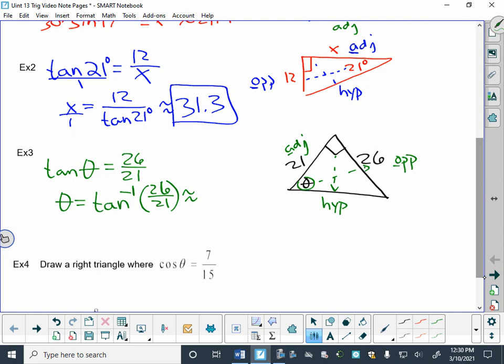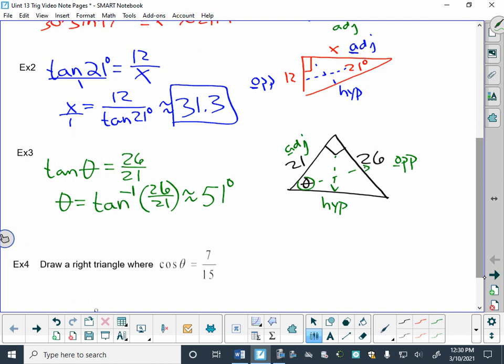I get that on my calculator by doing second or inverse or shift on some calculators. And then the tangent, and it'll put a little tangent with a -1 up there, and then I'm going to put 26 divided by 21 inside, and this gives me an angle of about 51 degrees. Okay, I like 51 as an answer.